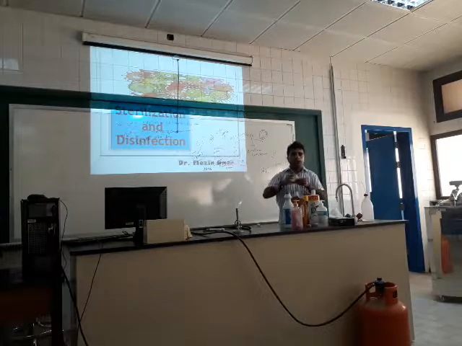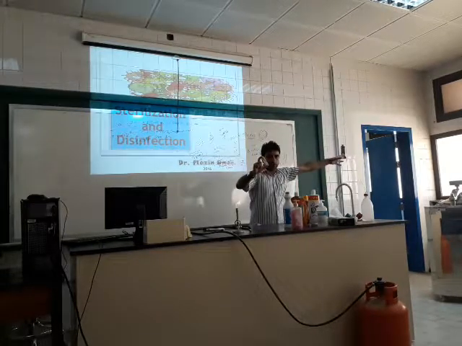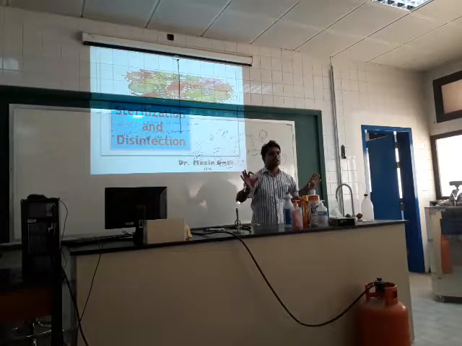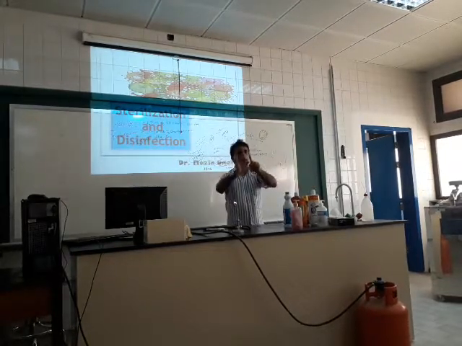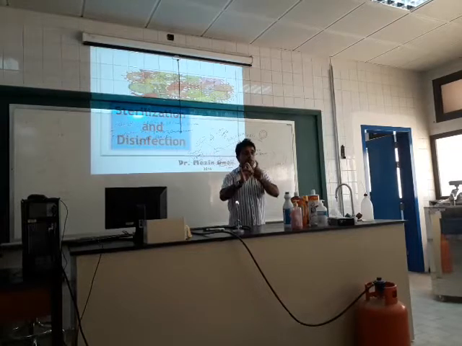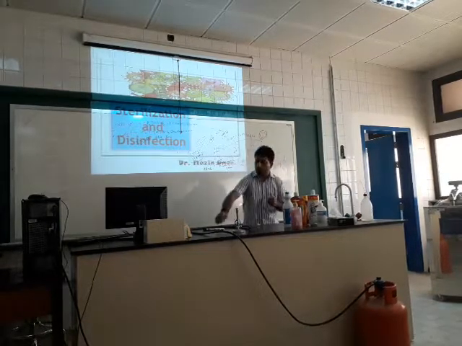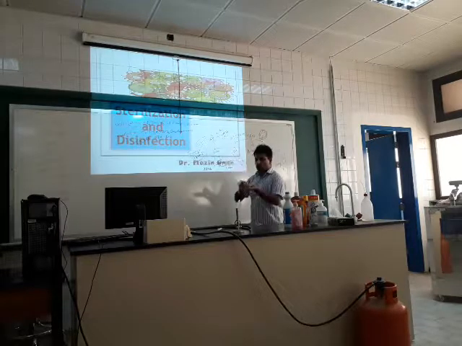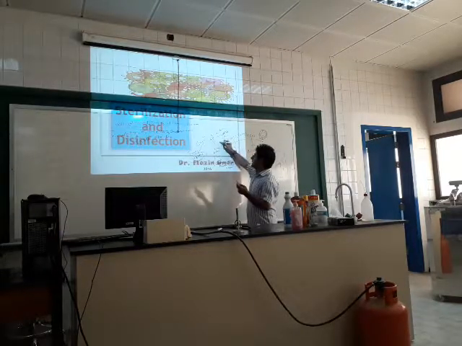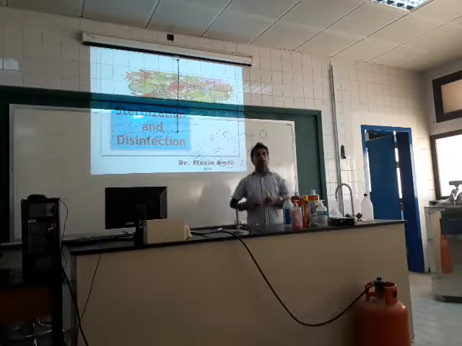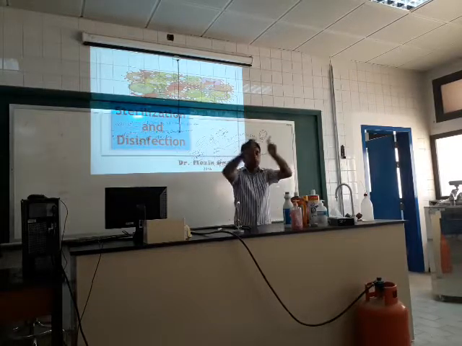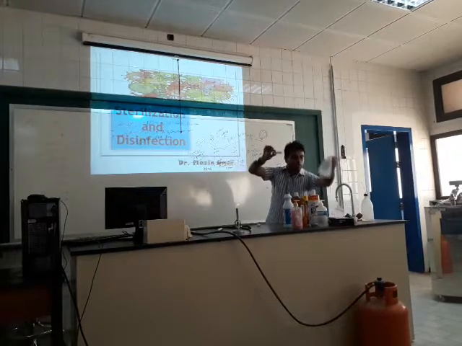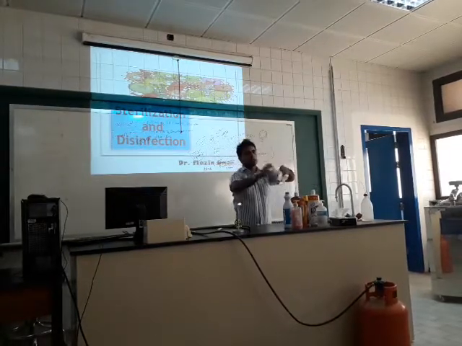Now spore. For example, this bacteria is in the desert, in the soil. The temperature outside is 60 degrees. The bacteria cannot bear this temperature. It will die. So immediately it forms an outside coat. This coat is composed of calcium and picolinic acid. This coating is called the spore. The bacteria is inside, and this is the coating.